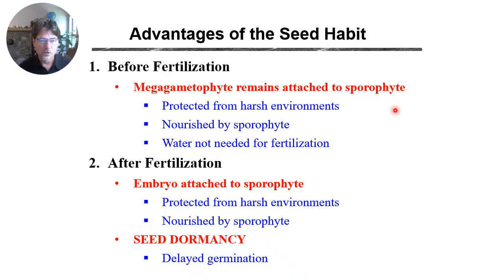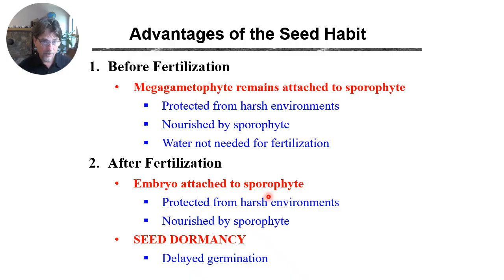It's protected from harsh environments. It receives resources and nourishment directly from the sporophyte, and finally, when sexual reproduction is ready to occur, water is not needed because pollen will be delivering the sperm to the egg, so water is no longer required for fertilization, again, unlike seedless plants.